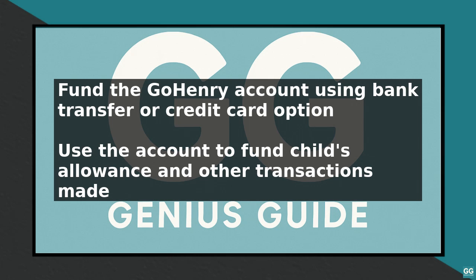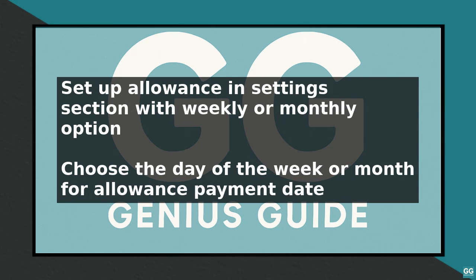every week or month. One of the key features of GoHenry is the ability to set spending limits and controls, so you can decide how much your child can spend in different categories, such as groceries, entertainment, and clothing. You can also set up alerts, so you are notified when your child makes a purchase or exceeds their spending limit.